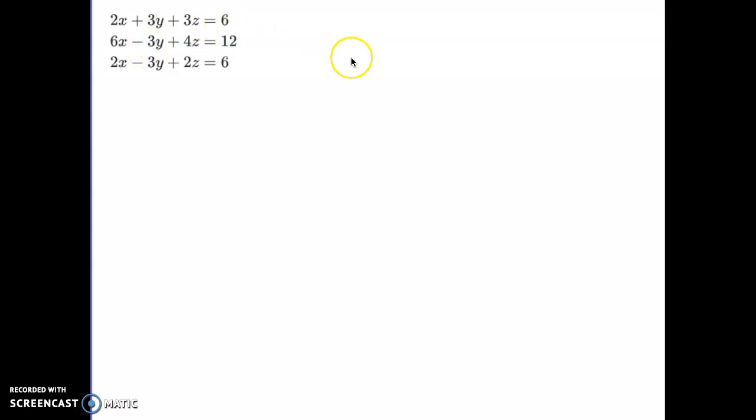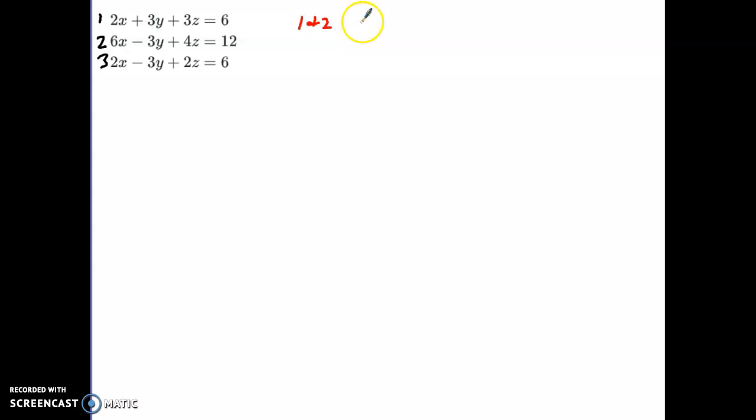So the first thing that I'm going to do is I'm actually going to just number these three equations. I'm going to number this equation 1, this equation 2, and this equation 3. And so the first thing that I'm going to do is combine equations 1 and 2, and I'm going to use elimination. Since the y values will already cancel, I can just add the two equations together.